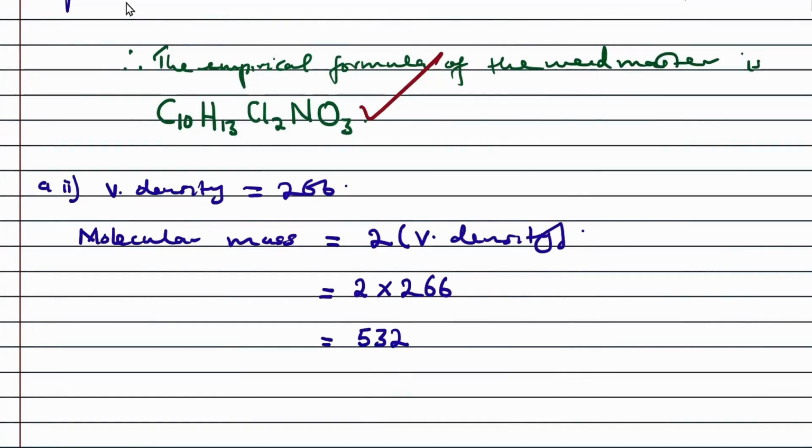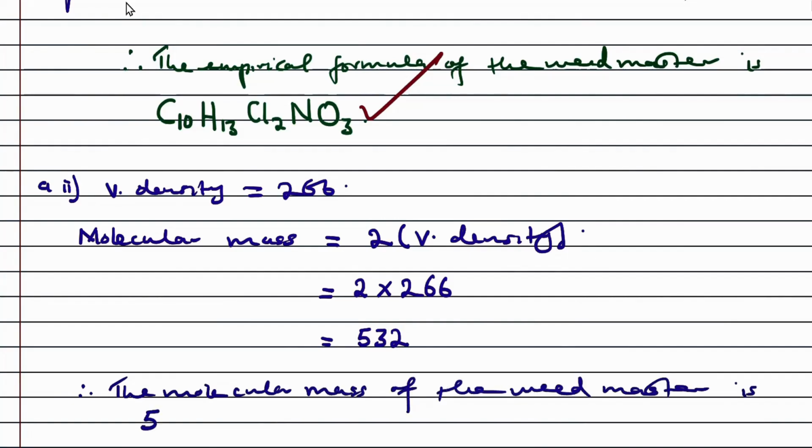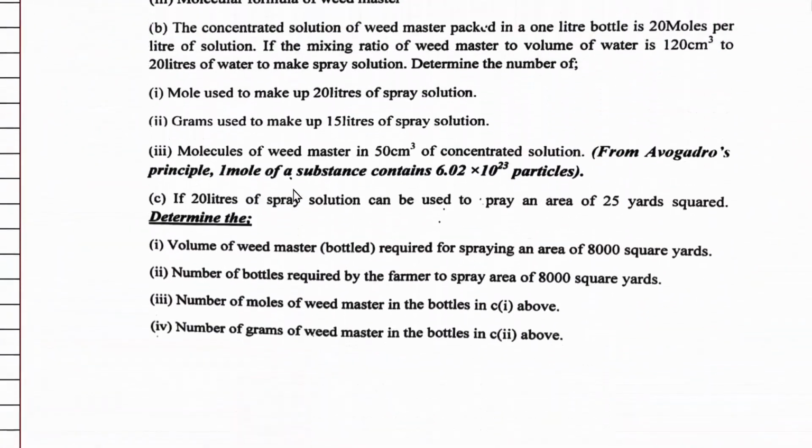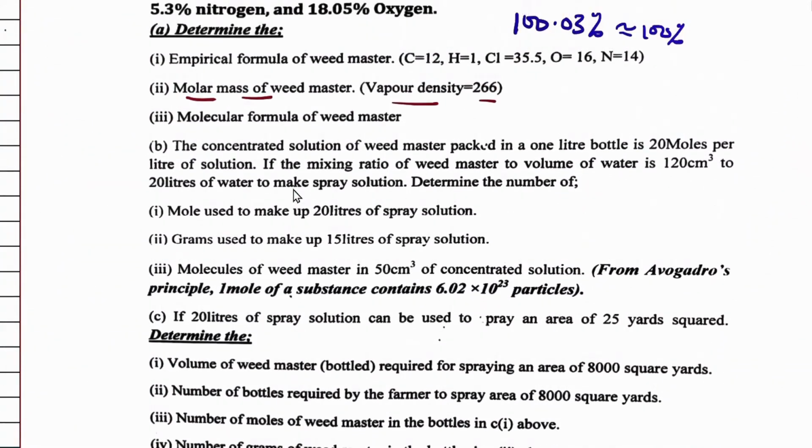We can now conclude that therefore the molecular mass of the Weedmaster is 532 grams. So that is for Roman number 2 of our part A. Then Roman number 3 of part A is to determine the molecular formula of Weedmaster. So we need to go ahead and determine the molecular formula of the Weedmaster, having got the molecular mass.